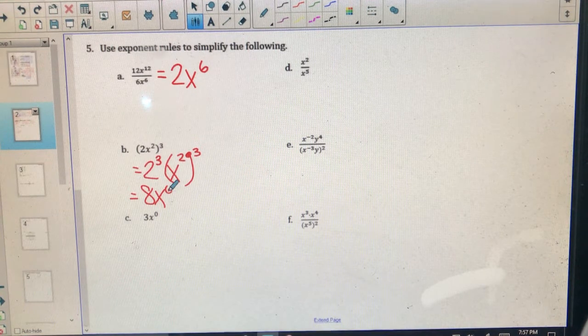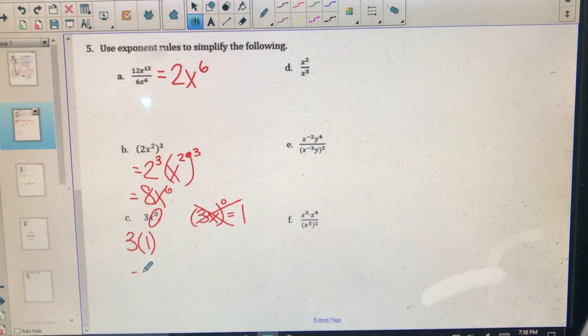For C, be very, very careful. Yes, anything to the 0 power is 1, but only the x is being raised to the 0 power in this problem, not the 3. If the 3 was also being raised to the 0, it would look like this, and your answer would be 1. But this one, the 3 is not in the parentheses, so the 3 comes down, and x to the 0 is 1. So that comes down, but my final answer ends up being 3, because only the x to the 0 was 1. The 3 came down, so 3 times 1 gets me 3.